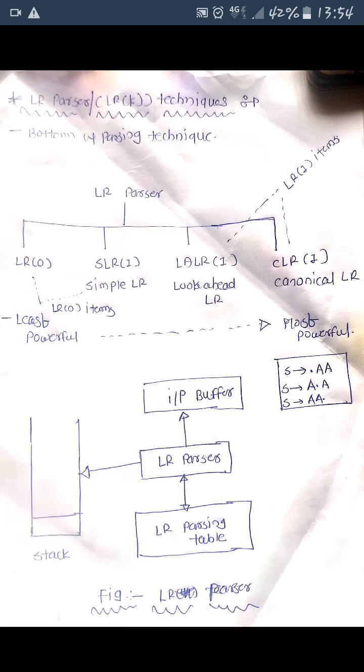Now next, LR0 and SLR1 are least powerful compared to CLR1 and LALR1, but CLR1 and LALR1 are most powerful compared to LR0 and SLR1. LR0 parsing table or a simple LR1 parsing table is easy to construct, but compared to that, CLR1 and LALR1 are the most expensive techniques to construct. Okay, thank you.